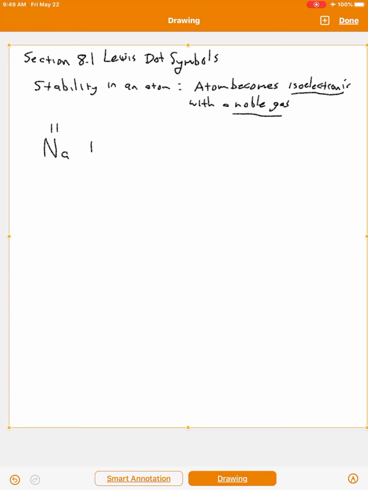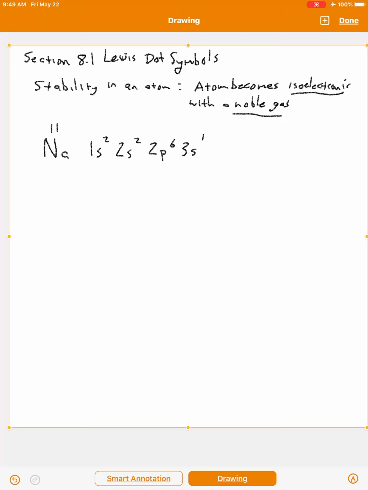If you look at its electronic configuration, 1s2, 2s2, 2p6, 3s1, there's our 11 electrons. Essentially, sodium reacts with water to lose one of its electrons. That would be oxidation, right? Just to bring it back to an earlier topic from chapter 4, the loss of electrons is oxidation.